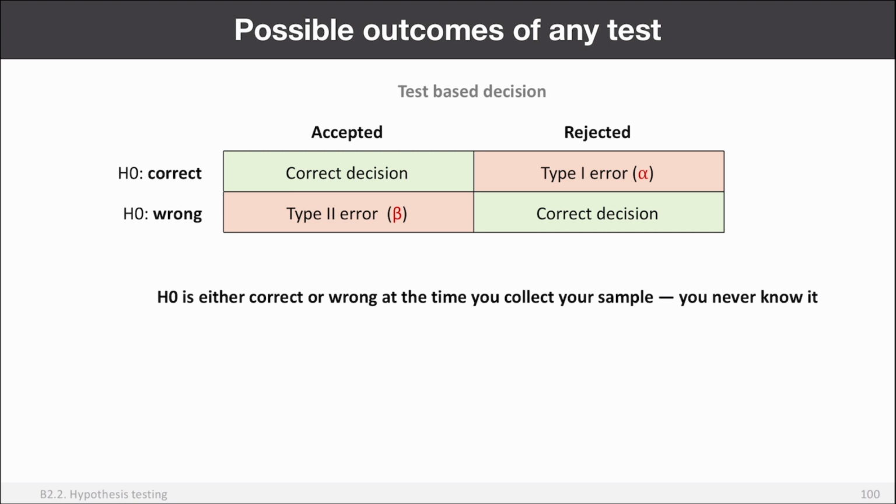So this is the final overview. We have two types of errors. Type 1 error, the chance to make it, is alpha, your significance level. Type 2 error, the chance to make it, is beta. And beta depends on many things, while alpha is something that you define.